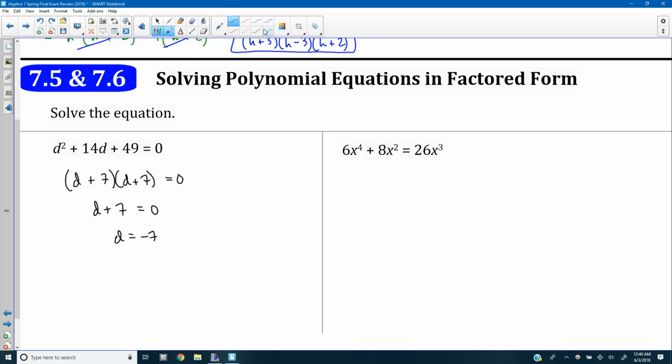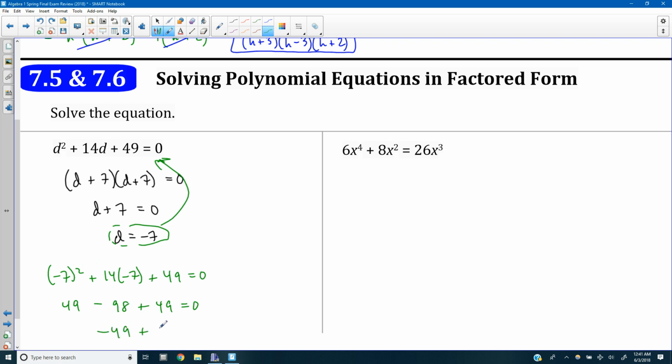If you ever want to double check your answers, take your solution and plug it in for d. You'll get negative 7 quantity squared plus 14 times negative 7 plus 49 equals 0. This is 49. This is negative 98. This becomes negative 49, and this becomes positive 49. And 0 equals 0. Okay, that checks out. Good. So there's the zero product property, there's double checking.